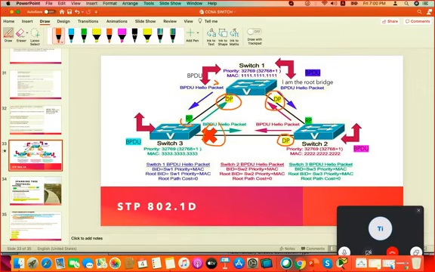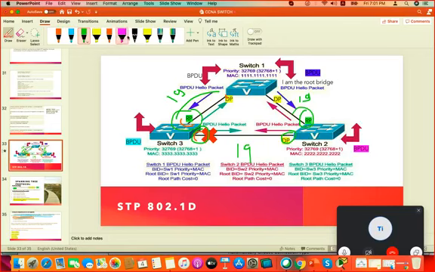Now the remaining ports are this one, this one, this one, and this one. The root port criterion is the lowest cost towards the root bridge. If the frame goes to the root bridge from here, the cost is 19. Here the cost is 19, here the cost is 19, here the cost is 19. So if you try to reach the root bridge from this point towards this side and towards that side, which path has the lowest cost? This one, right?